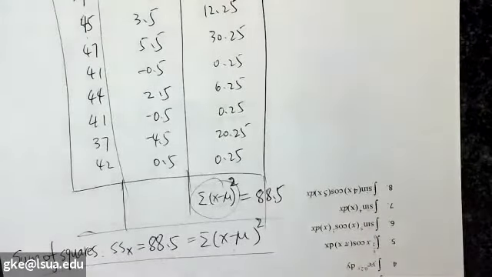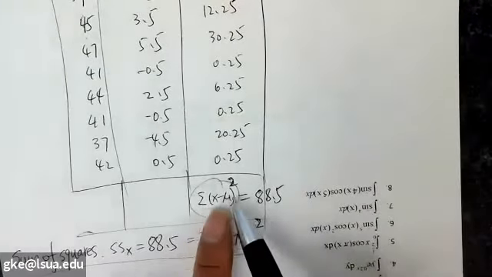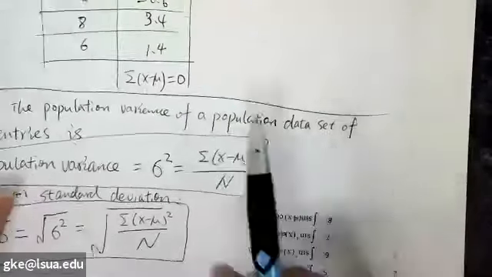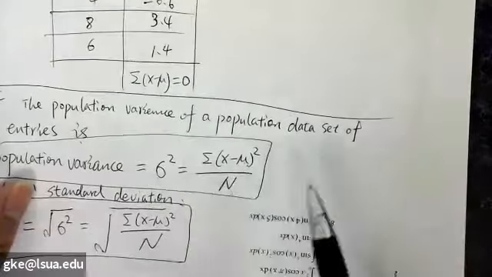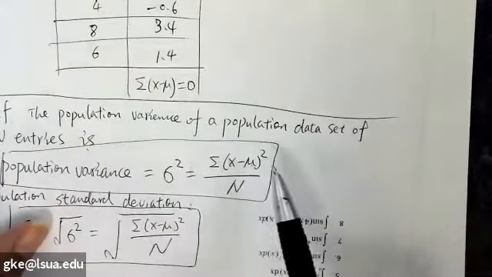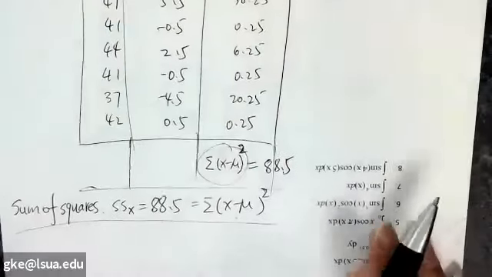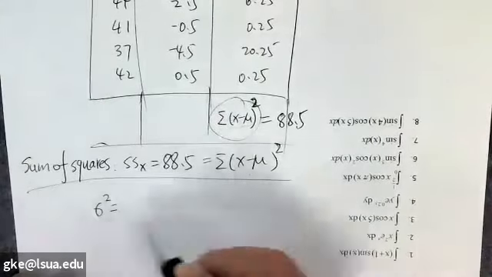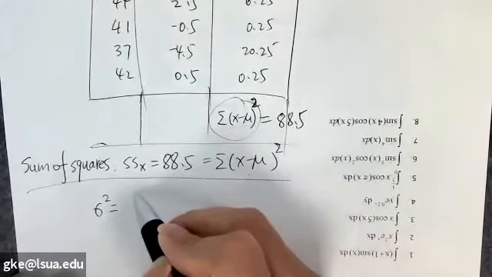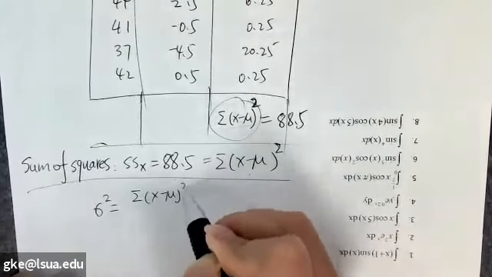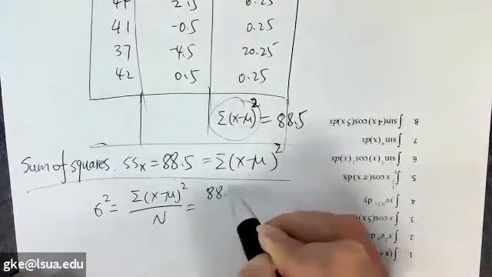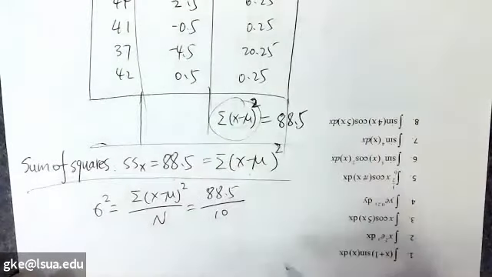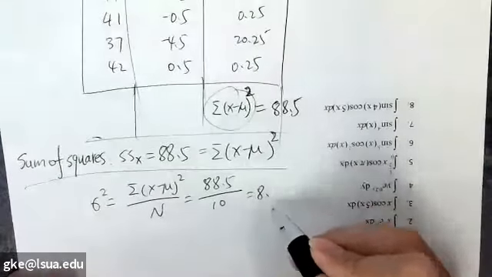Very good. So we got the summation of the x minus mu square. According to the formula, we almost get it. Sigma squared is this guy divided by n, right? So we need to divide by n. We got 88.5 divided by n is 10, so we're gonna get 8.85.